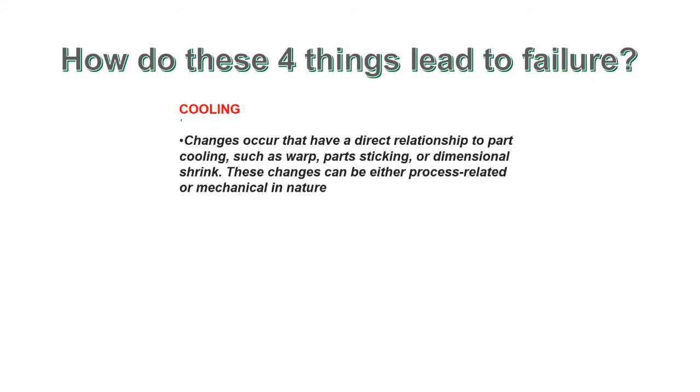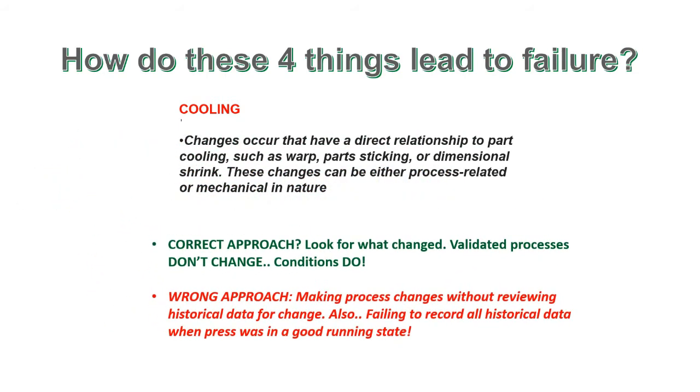So in terms of cooling, changes occur that have a direct relationship to part cooling, such as warp, part sticking, dimensional shrink. Again, these changes can be either process related or mechanical in nature. And as you see, there's a pattern developing because the correct approach is to look for what changed. I cannot say this enough times. A validated process does not change. Conditions change. So the wrong approach is making process changes without reviewing your historical data.